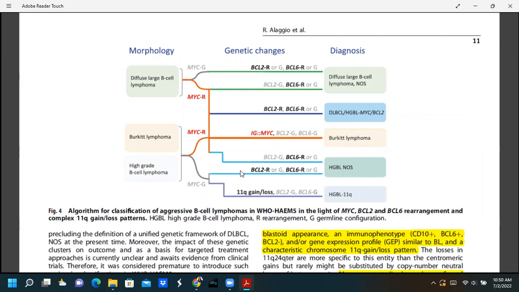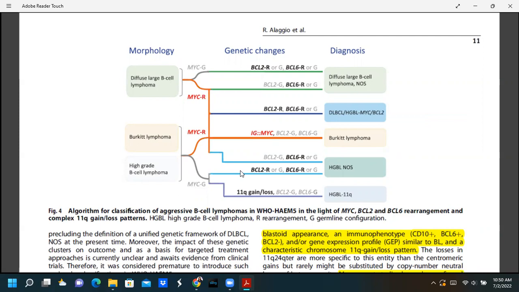If it is germline, but you have BCL2 rearranged, as we were saying earlier, we need both to call it associated with MYC and BCL2 rearranged. If we just have BCL2 rearranged, but MYC is germline, it will just go into DLBCL NOS. If it is MYC rearranged, BCL2 germline, BCL6 rearranged, now MYC is rearranged, but BCL2 is not rearranged, but BCL6 is rearranged. That doesn't matter. BCL2 is not rearranged, so it will also go into the DLBCL NOS category.